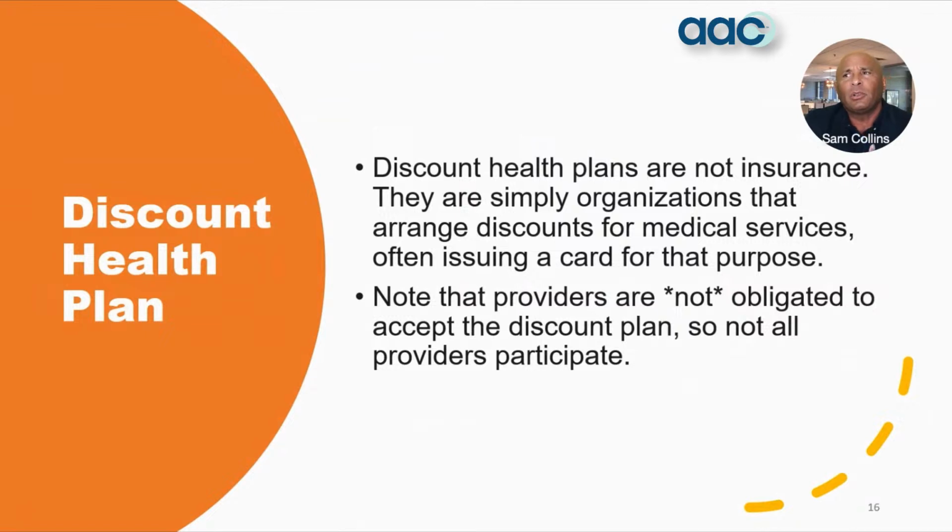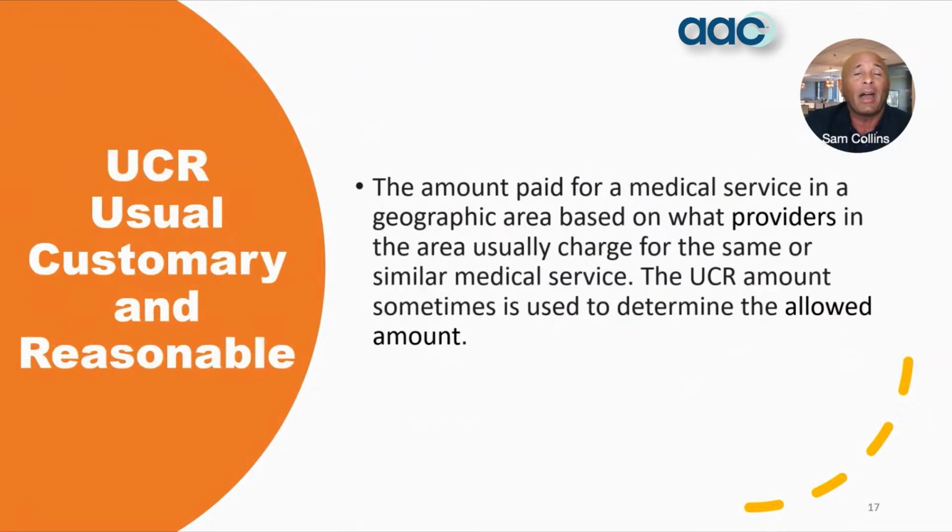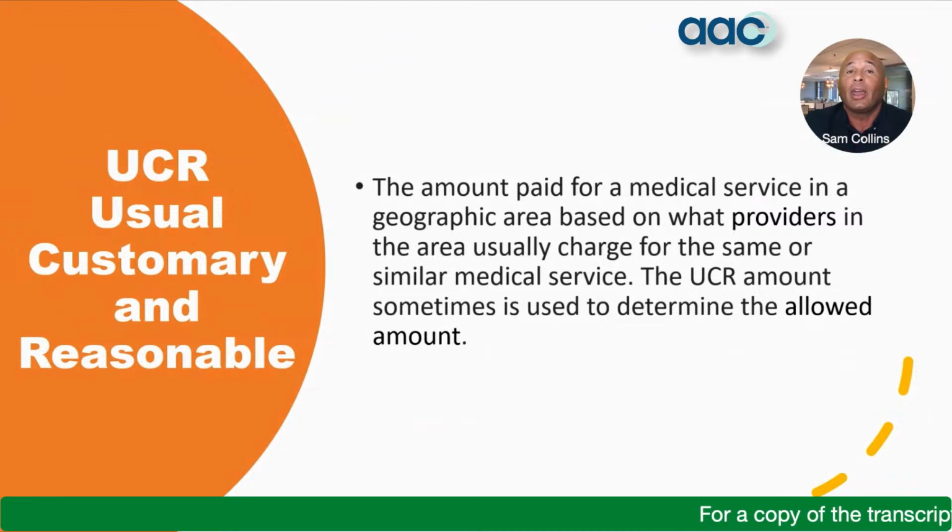But this is a way that has been used to help people get care, particularly when they have high deductibles or have very bad insurance or no insurance. It can offer it in a way that makes it affordable and changes it from your regular amount. And when we talk about regular amounts, what are we talking about? Usual, customary, and reasonable, UCR. This is the average amount paid in your area.